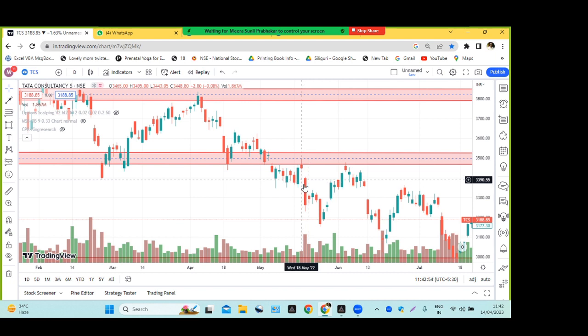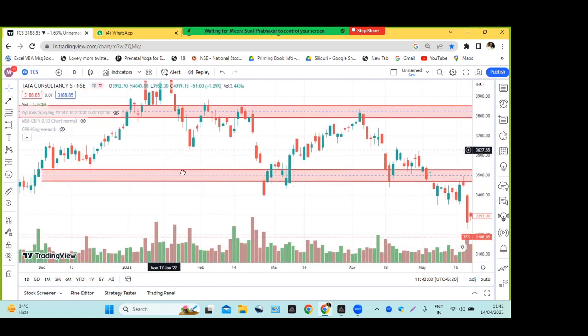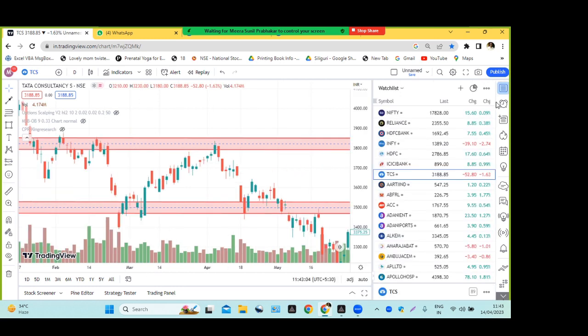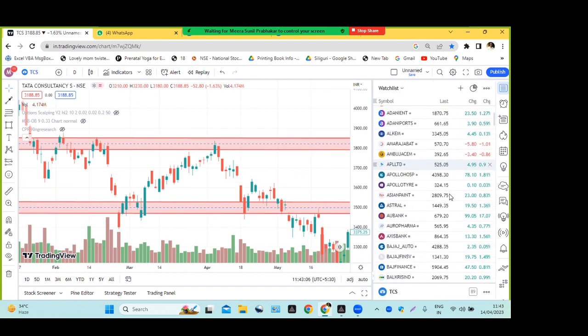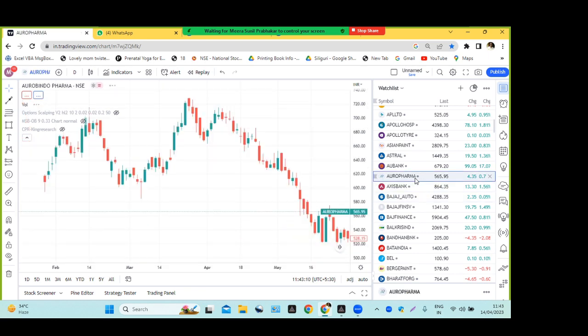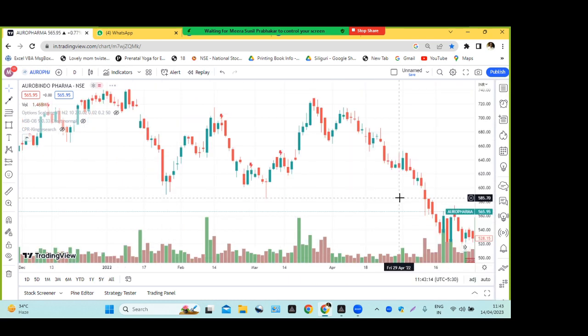Just enter. See, it fell. I'm not seeing too much in this candle. So can we consider some other stock? Any stock? Oro Pharma. Let's see on Oro Pharma. Yeah, this has too many things.